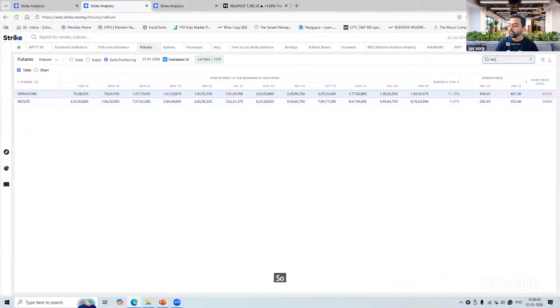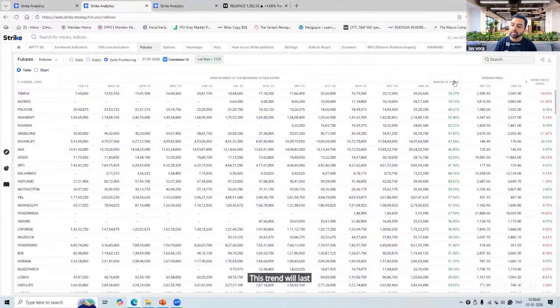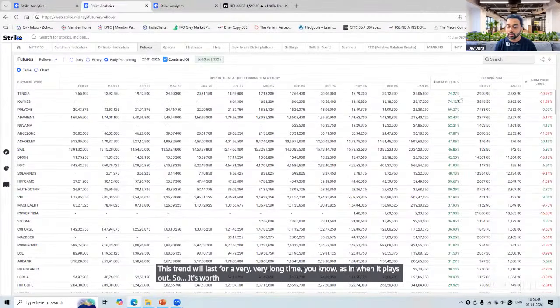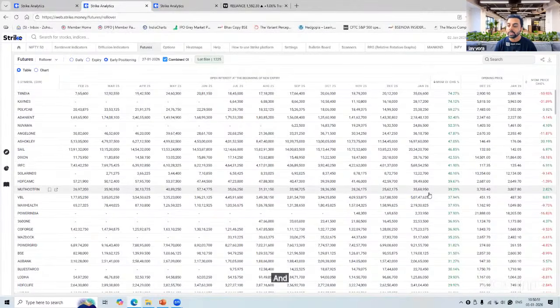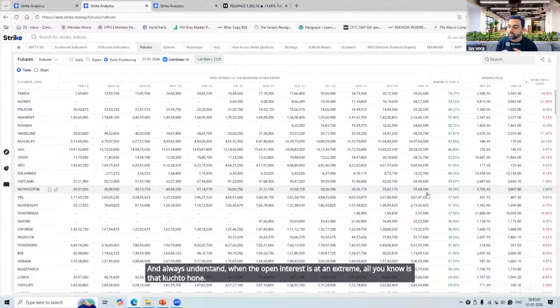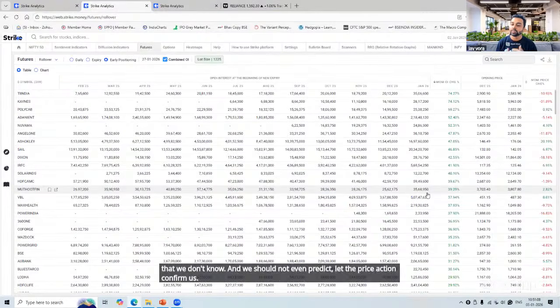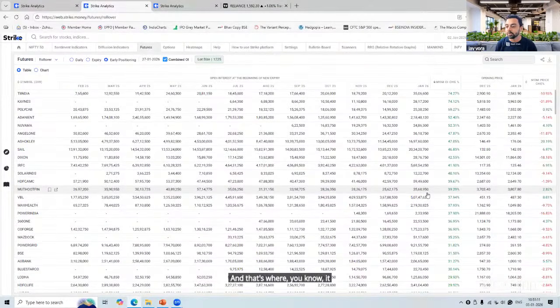So you will need to put in a little effort over here. You just have to check it once in a month. This trend will last for a very, very long time, as and when it plays out. So it's worth digging deeper into this and trying to understand where those higher open interests are, and always understand when the open interest is at an extreme, all you know is that कुछ तो होने वाला है उसमें. क्या होने वाला है, that we don't know, and we should not even predict. Let the price action confirm us, and that's where it can become an opportunity for you.